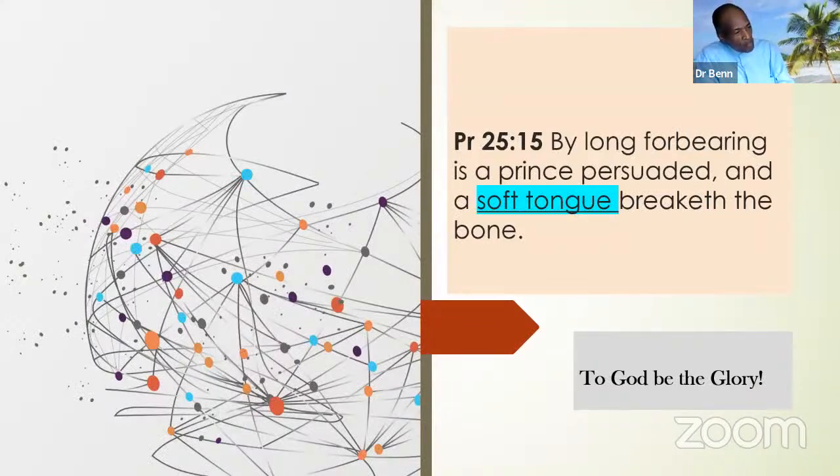Proverbs 25:15, by long forbearing is a prince persuaded, and a soft tongue breaketh the bone. So bones are not broken only by falls. Words also can break a bone, but the bone of resistance in this case, right? The bone of resistance in this case.